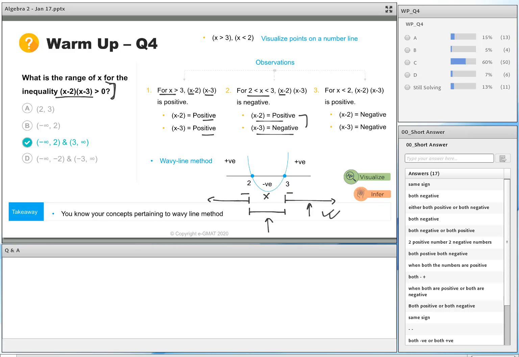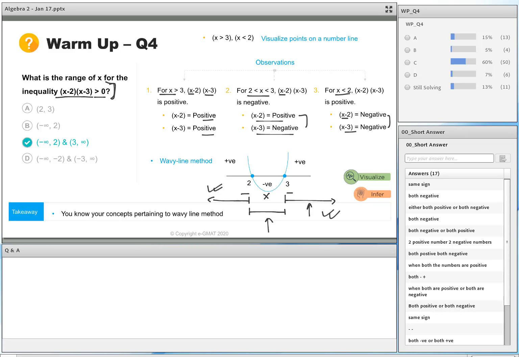And similarly for the third region, when x is less than 2, x minus 2 is negative, x minus 3 is also negative. And what happens when I multiply both these numbers? I get a positive result. Is it in line with the question? Yes, it is. So I can easily consider the third region, which is less than 2.